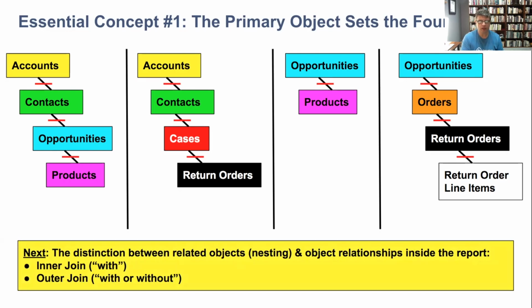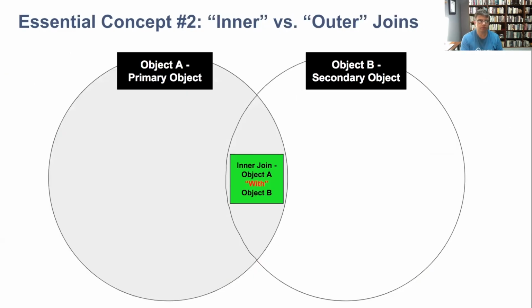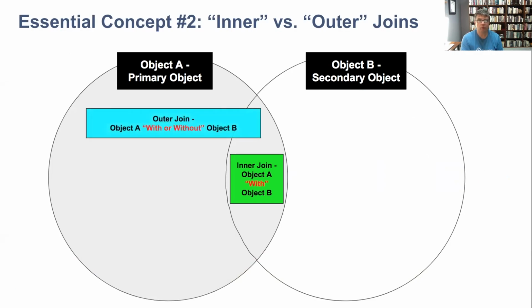So now let's talk about that inner join with, outer join with or without relationship. So if we use the Venn diagram, which Salesforce uses very nicely in setup, that primary object, object A, we'll say accounts, inner join is with object B, accounts with contacts, or opportunities with products. But you can also have that with or without outer join. So now I've retained all of A and the intersection with B or C or D.